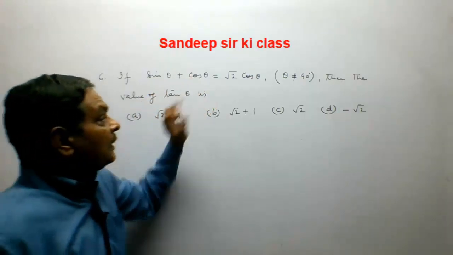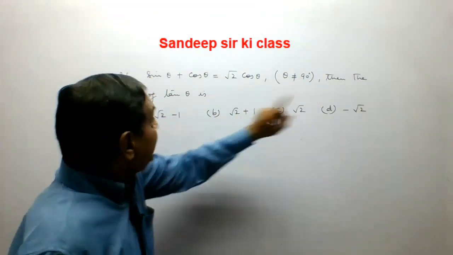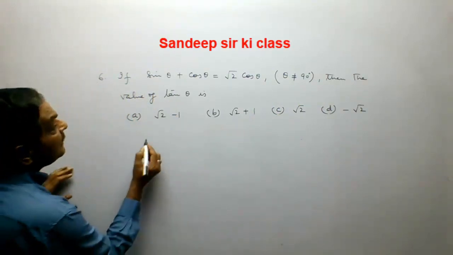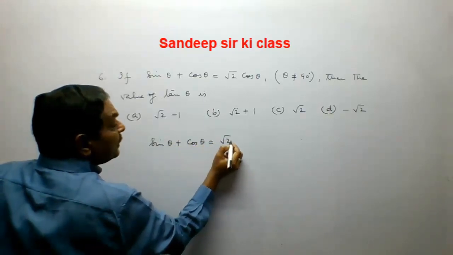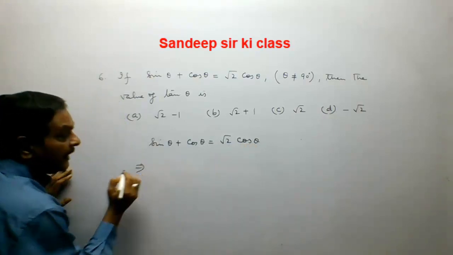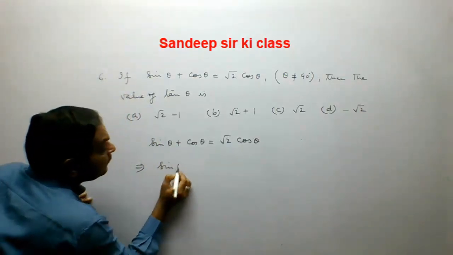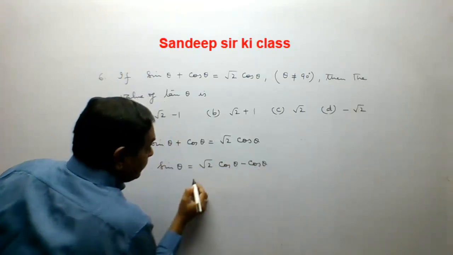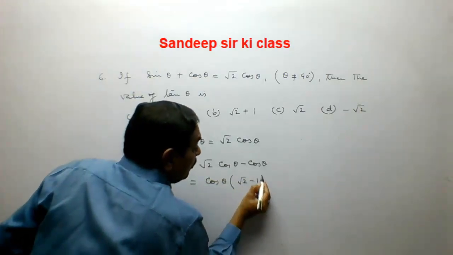Now we will see question number 6. If sin theta plus cos theta is equal to under root 2 cos theta, where theta is not equal to 90 degree, then the value of tan theta is, these are 4 options given to us. We have been given sin theta plus cos theta is equal to under root 2 cos theta. This implies cos theta can be taken to the right hand side, which gives us sin theta is equal to under root 2 cos theta minus cos theta. Here cos theta can be taken common. In bracket we find it is under root 2 minus 1.